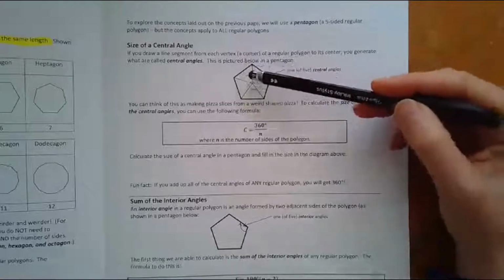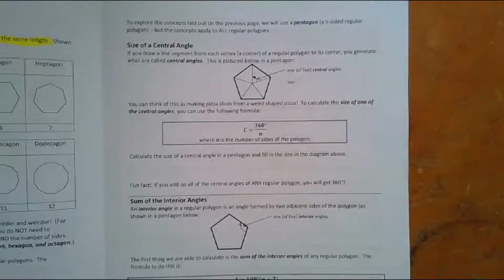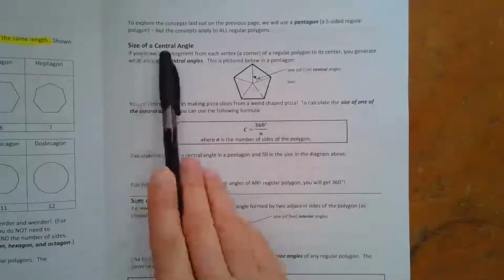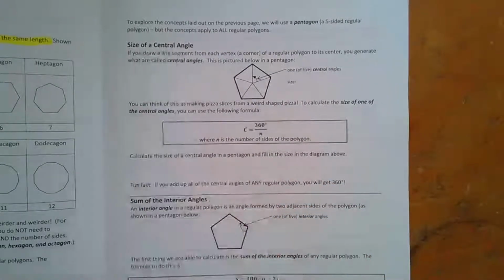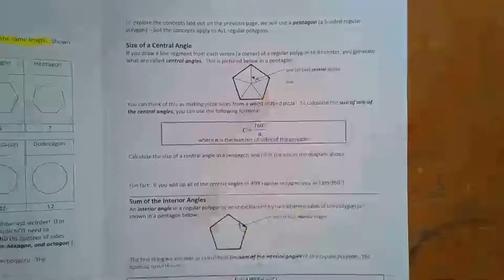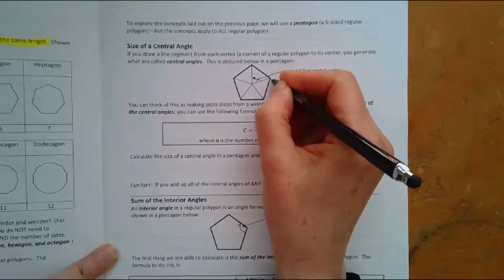This is a nice shape to enter the world of polygons that aren't the regular shapes that you're used to. So we're going to demonstrate what a central angle is using a pentagon. Once again, a pentagon is a 5-sided shape, and for a central angle, you draw a line segment from each vertex, so these corners, same as with the triangle, right? The corners, this is called a vertex.